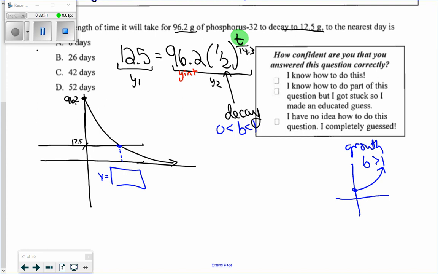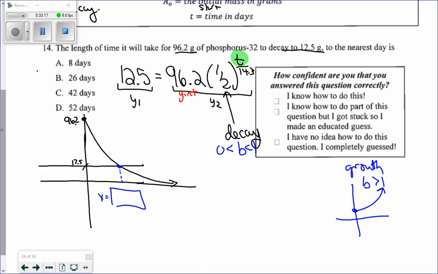What did you get? 8 days, 26 days, 42 days, or 52 days. Now, by the way, when you see this, make X max 60. If you know the answers have to be between 8 and 52, make X max go to 60, and then it guarantees it will find it for you. Use the hints that it's giving you to help you set up these questions.